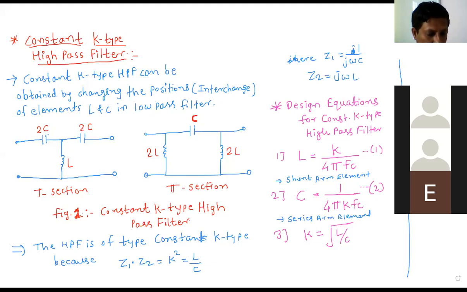4 is there, 1 upon. Yes, 4 is there. And where is 4? In the denominator. Right or not? Yes, sir. So the low pass filter equation is there.